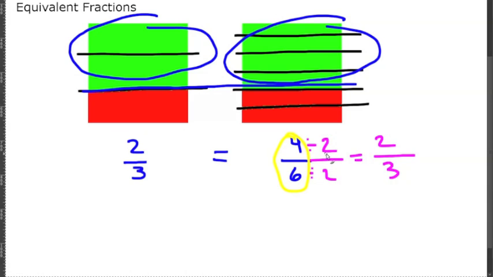This works because when we're dividing by the same number on the top and the bottom, we're not changing the value of the fraction at all. Dividing by 2 over 2 is the same thing as dividing by 1, or multiplying by 2 over 2 would be the same thing as multiplying by 1. And any number times 1 is just that original number, based on the multiplicative identity property that we learned in one of the very first lessons.